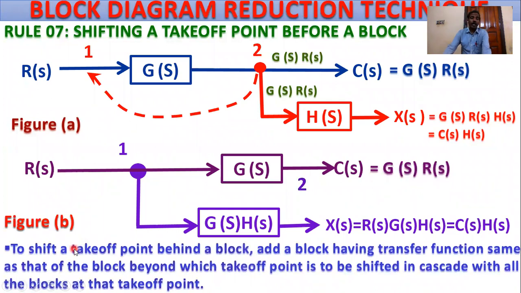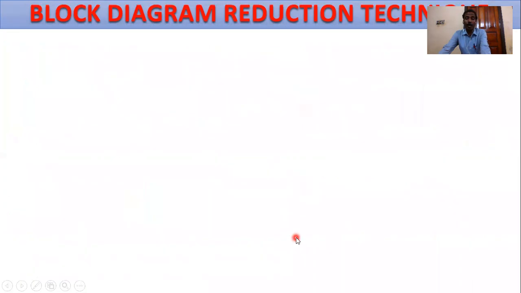Then, to shift a takeoff point behind a block, add a block having a transfer function the same as that of the block beyond which the takeoff point is to be shifted, in cascade with all the blocks at the takeoff point.